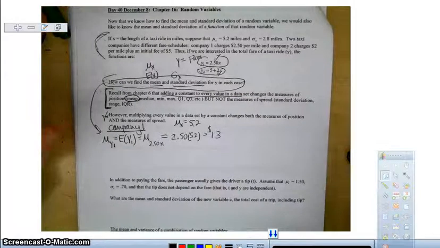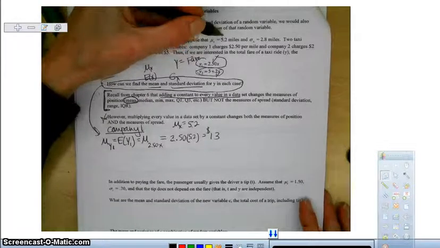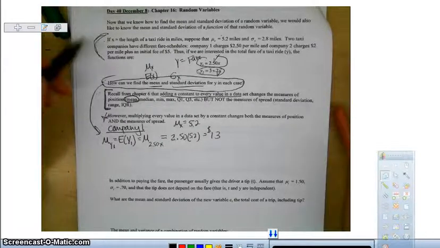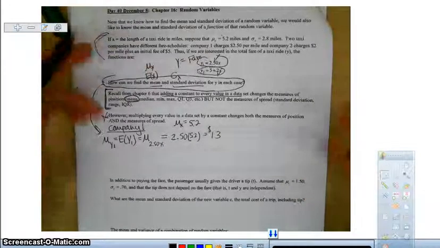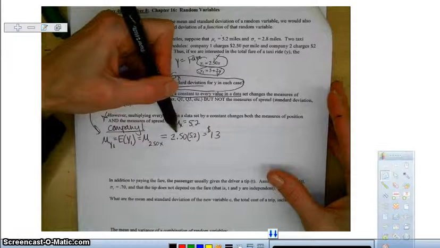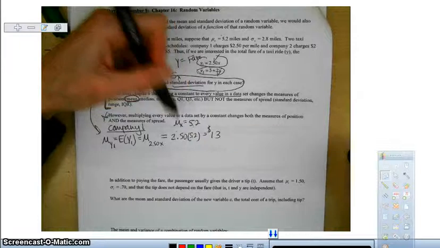Now, I want you to think of this really simply. Okay, this is actually very easy. It just seems hard. If I expect on average to go 5.2 miles in a cab, which is what it says up here, and the cost is figured by taking 2.50 times that, does it make sense that the average cost would be $2.50 times the 5.2 miles? Yeah, you're going to pay $2.50 a mile.